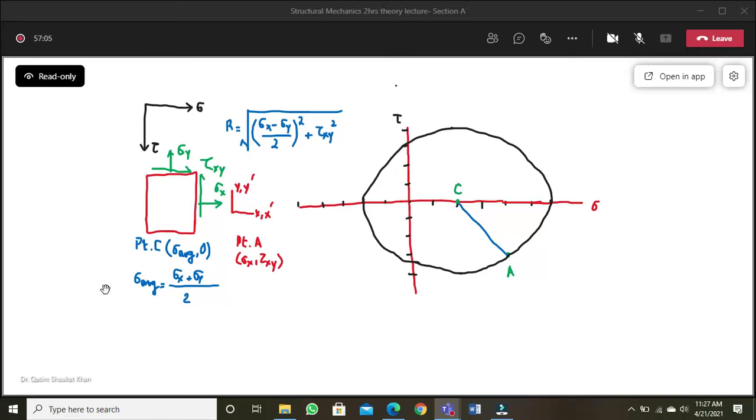So now, the first step was we established the coordinate system, then we calculated the average stress, we located the point C, which is the center of the Mohr circle, then we determined the reference point A, sigma x, tau x y, so that point we have located, then we calculated the radius, and then we have drawn the circle.